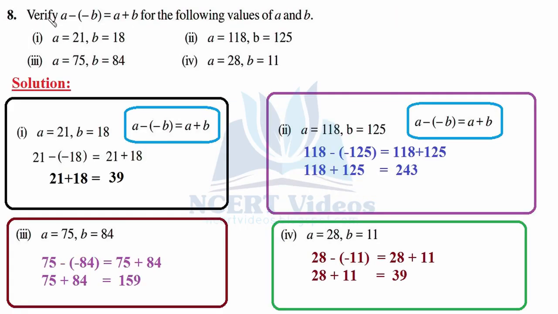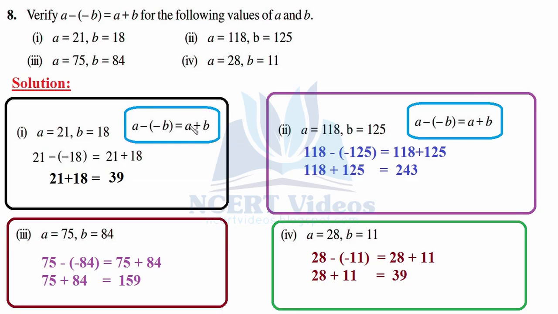Question 8. Verify a minus (minus b) is equal to a plus b for the following values. So we have to just put the values in this given formula. Here a is 21, b is 18. Now simply we have to put the values. 21 minus (minus 18) is equal to 21 plus 18. Is it true? Well, yes, we have studied earlier.